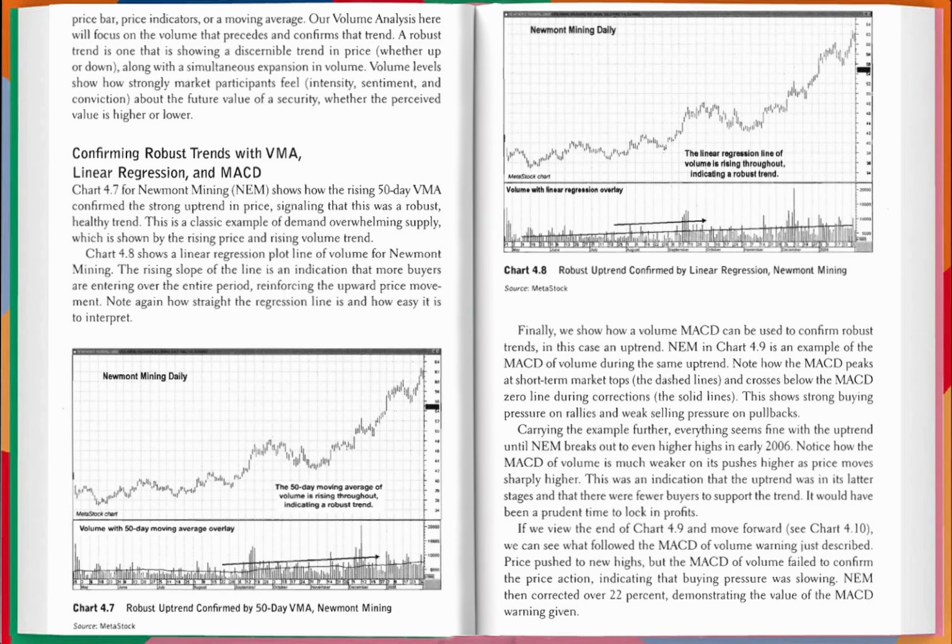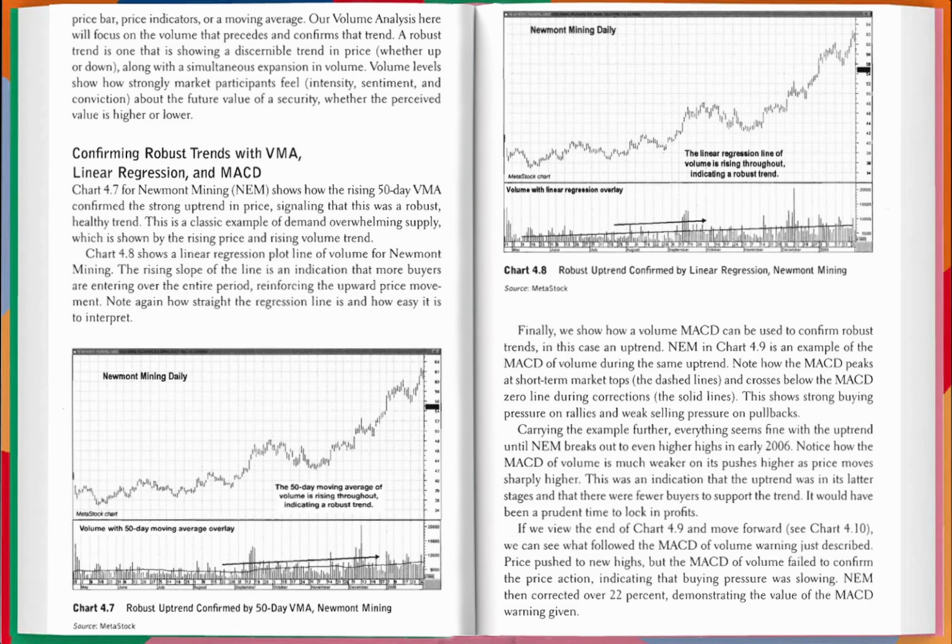Carrying the example further, everything seems fine with the uptrend until NEM breaks out to even higher highs in early 2006. Notice how the MACD of volume is much weaker on its pushes higher as price moves sharply higher. This was an indication that the uptrend was in its latter stages and that there were fewer buyers to support the trend. It would have been a prudent time to lock in profits.